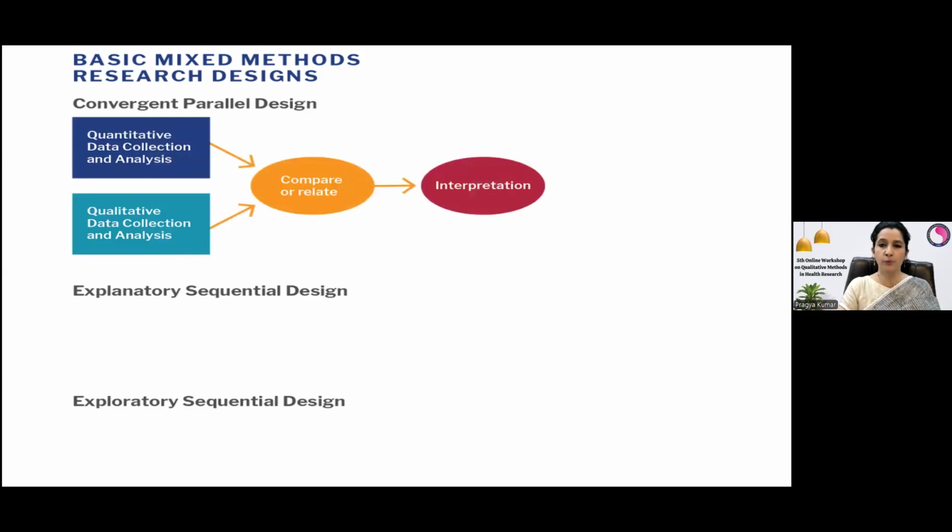But when you think that you can fit yourself into both types of research and the only purpose for you is to solve a problem because you think that reality is constantly changing, in that context you adopt this mixed method and go for both quantitative and qualitative research designs. When you do both qualitative and quantitative simultaneously and you compare or relate them, it is known as the convergent parallel design.